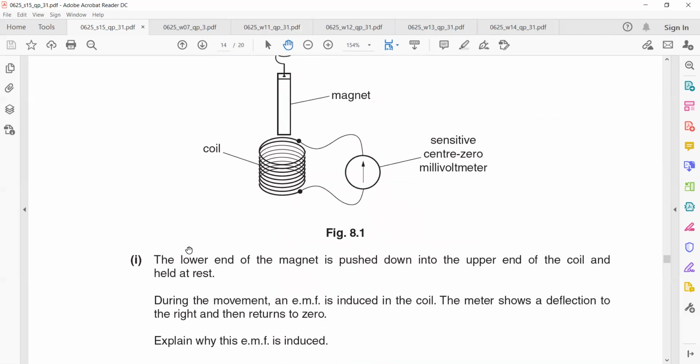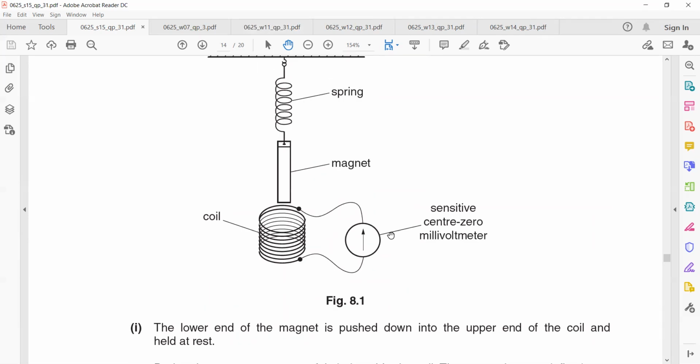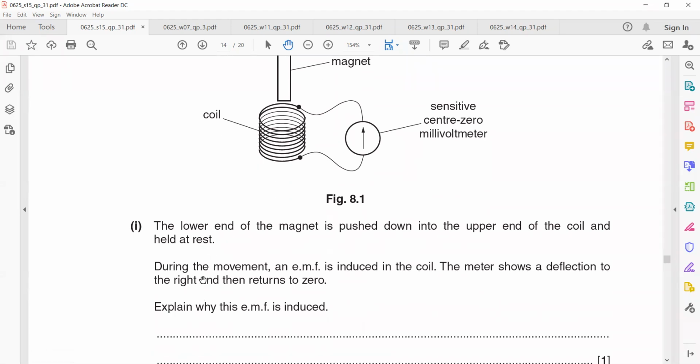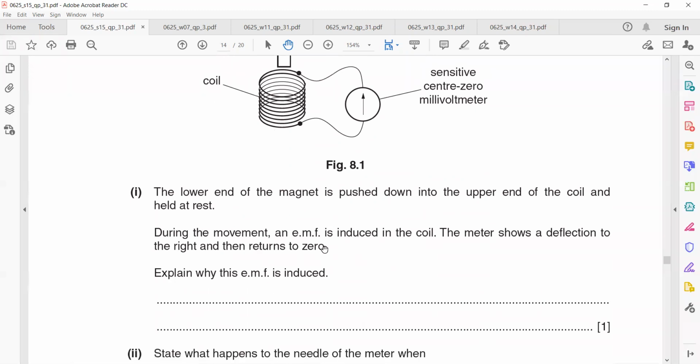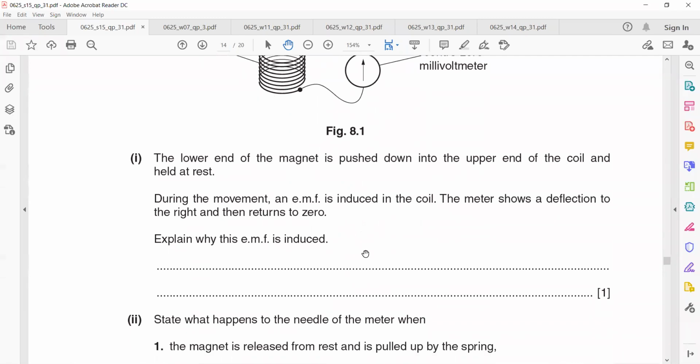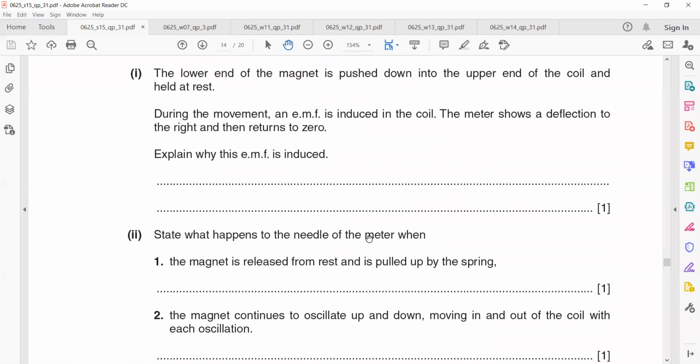In the question they mention the lower end of the magnet is pushed down. So we first push the lower end down into the upper end of the coil, and it is held at rest. So it is stationary. During the movement, an EMF is induced in the coil. The meter shows a deflection to the right and then returns to zero. Explain why this EMF is induced. So what is the reason for the induced EMF?